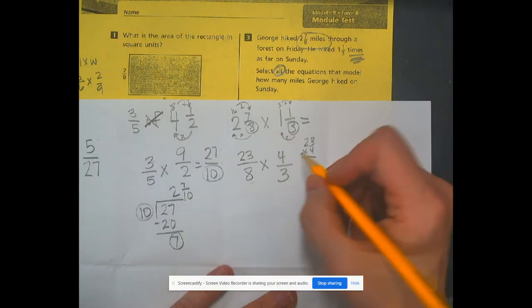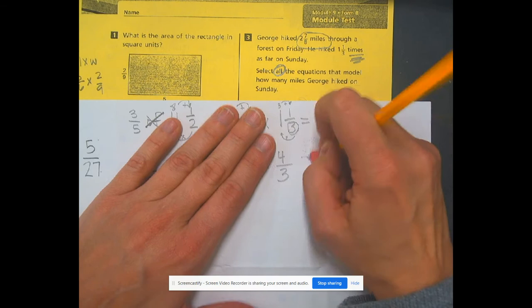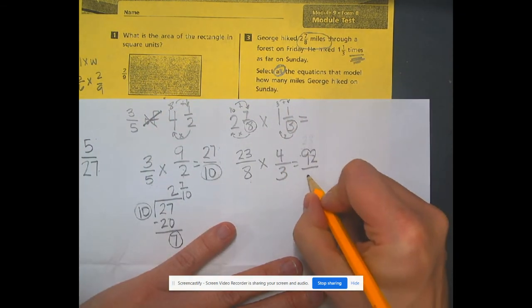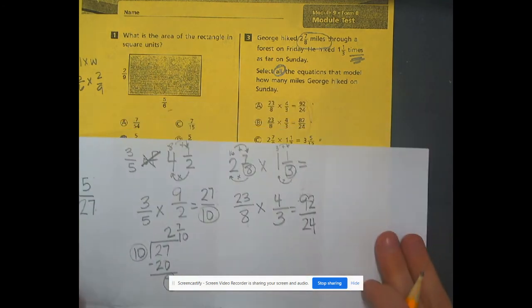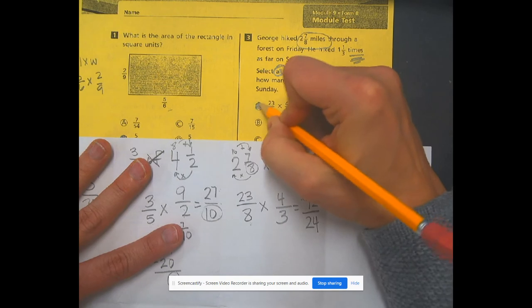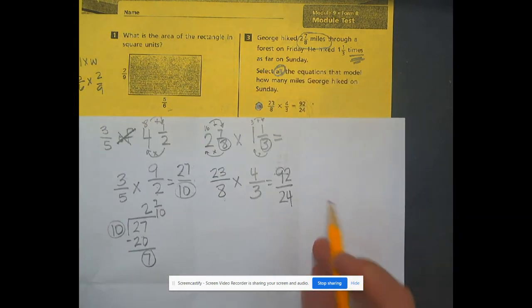What do we get? 92, good. And 8 times 3 is 24, good. Okay, let's figure that one out. Which one's our answer then? A is our answer.